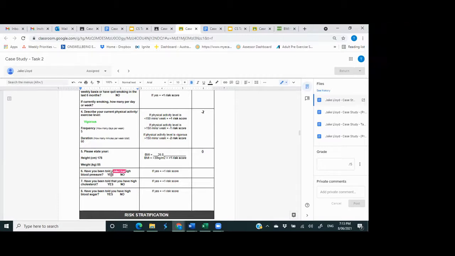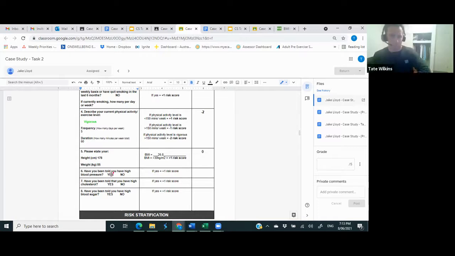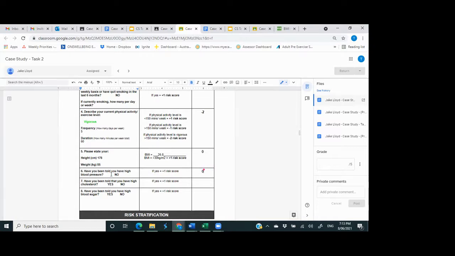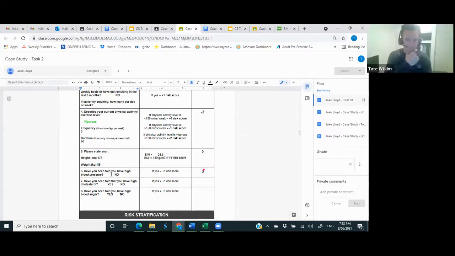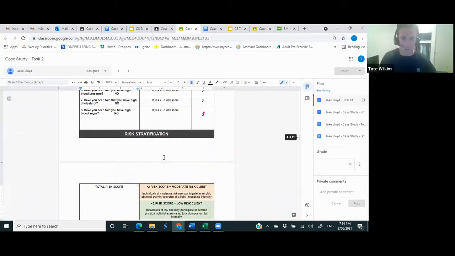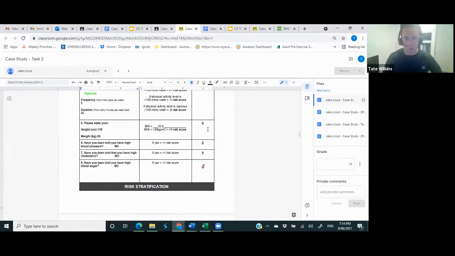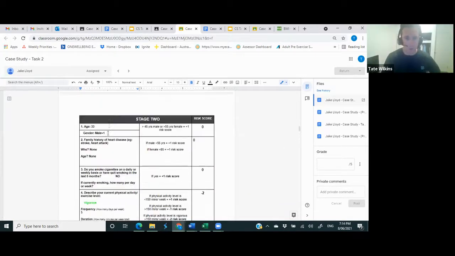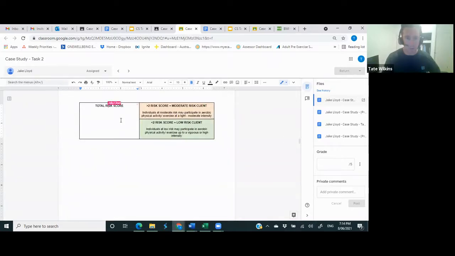Blood pressure. Ever been told that's high? Nope. Have you been told that you have high cholesterol? Nope. Have you been told you have high blood sugar? No. Yeah, so then what you do, you go and total it in the column there, and just write it down in the box there, -2.